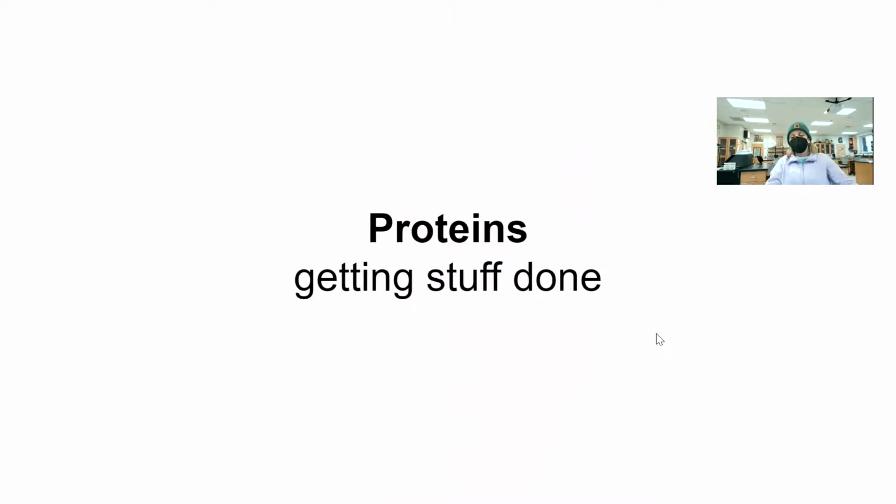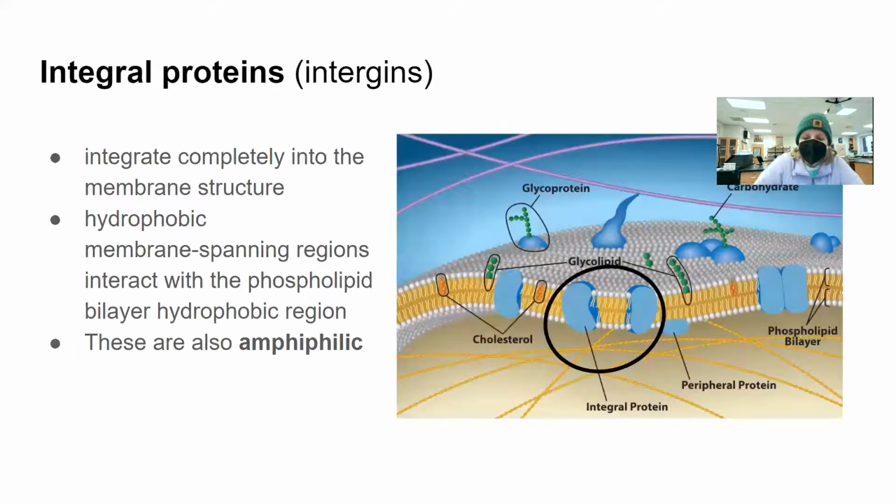Okay, so now we can switch to the second component, proteins. And again, proteins are the dudes that get stuff done, right? These are the workhorses of the cell. So when we're referring to plasma membranes, we have what we call integral proteins. And this is just referring to the fact that they're completely embedded in the phospholipid bilayer.